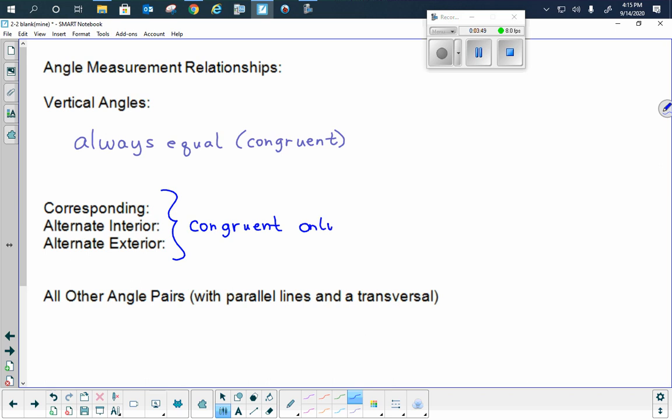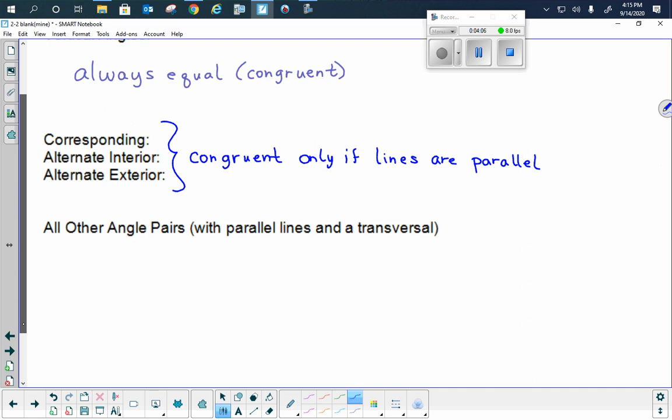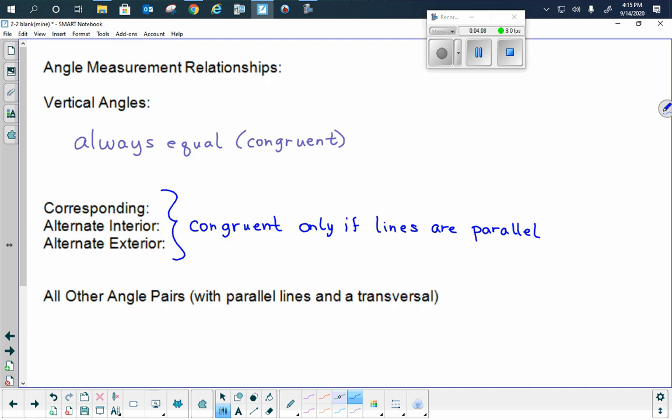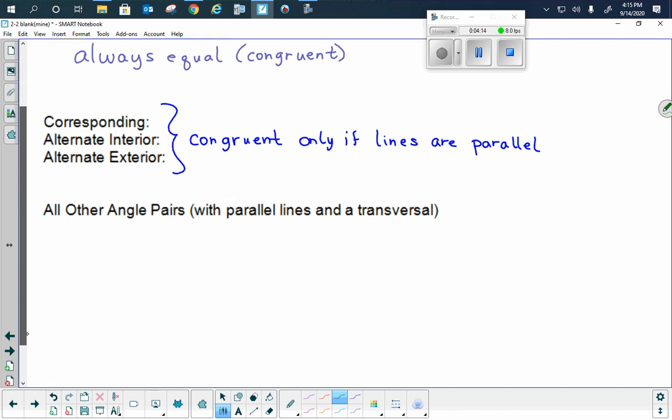only if the lines are parallel. Okay, like on our front page, those lines A and B were parallel. And then all other pairs with parallel lines and a transversal. So again, as long as you have parallel lines and a transversal, then all other pairs that you can come up with are supplementary. Okay, they add up to 180. All right, so then practicing with some of our angles.